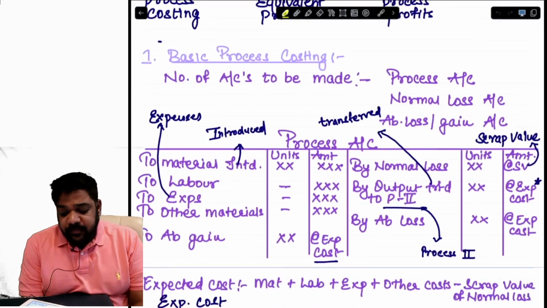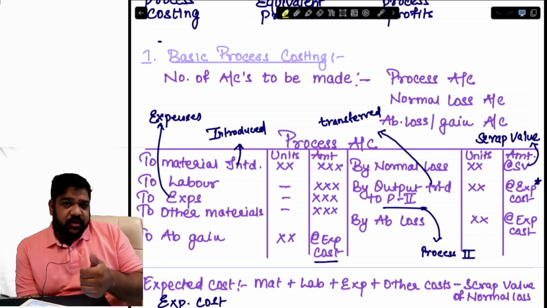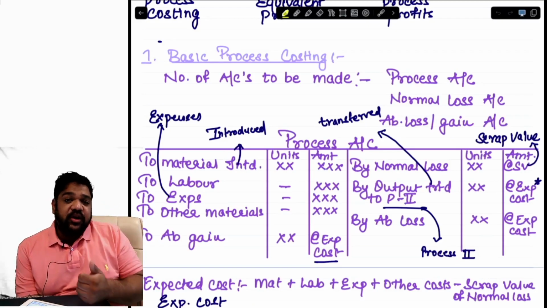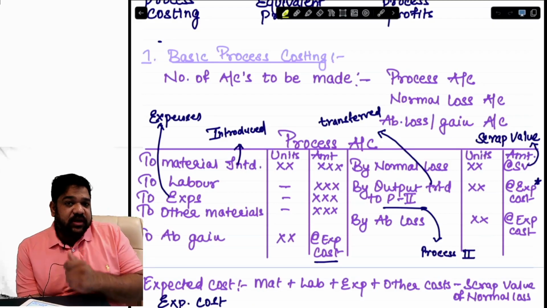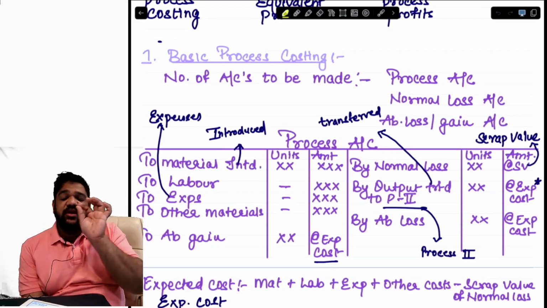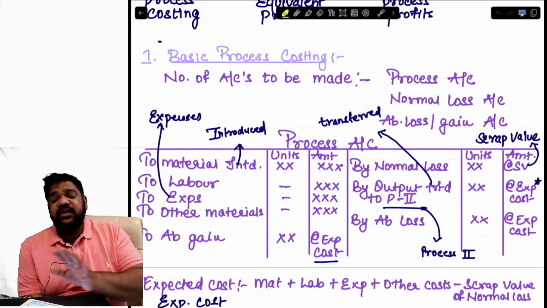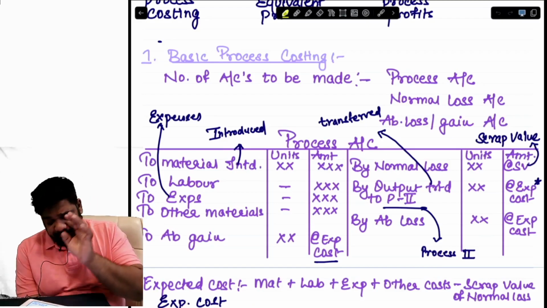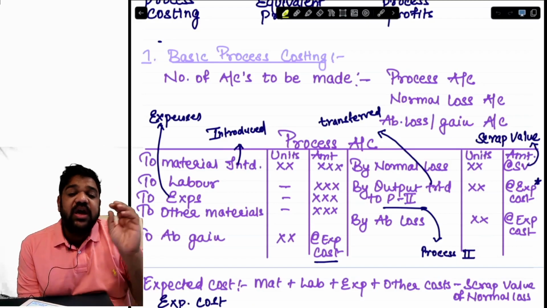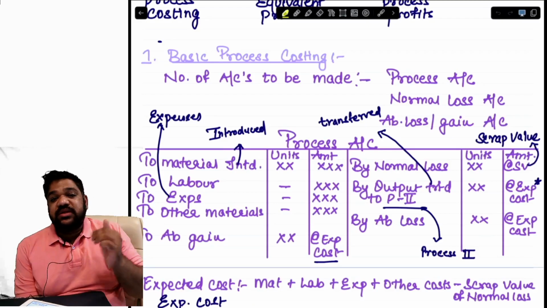Okay. So for the basic process account, you'll have three accounts for each process: a process account, a normal loss account, and an abnormal loss or gain account. In your questions, the first thing that you'll be doing is drawing a small working note. In that working note, you will put down the input, the normal loss, and your expected output, and match it with the actual output to understand whether there is any abnormal loss or gain. That is step number one. That will be made for each of the processes for us to understand which process has abnormal loss and which has abnormal gain.